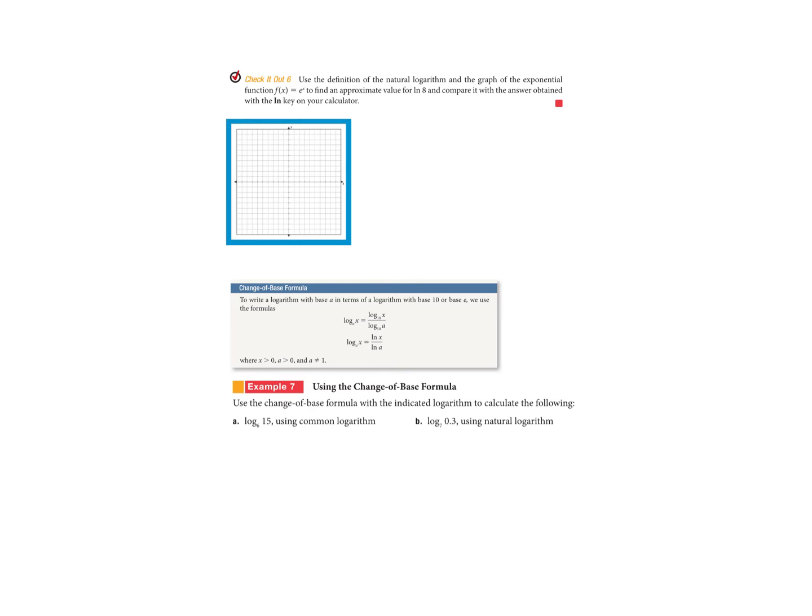All right, let's go to the next one. All right, it says check it out. Use the definition of the natural log and the graph of the exponent to evaluate the natural log of 8.